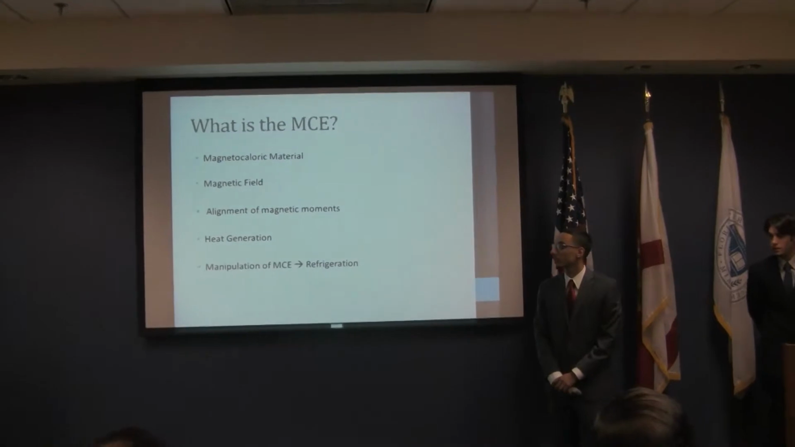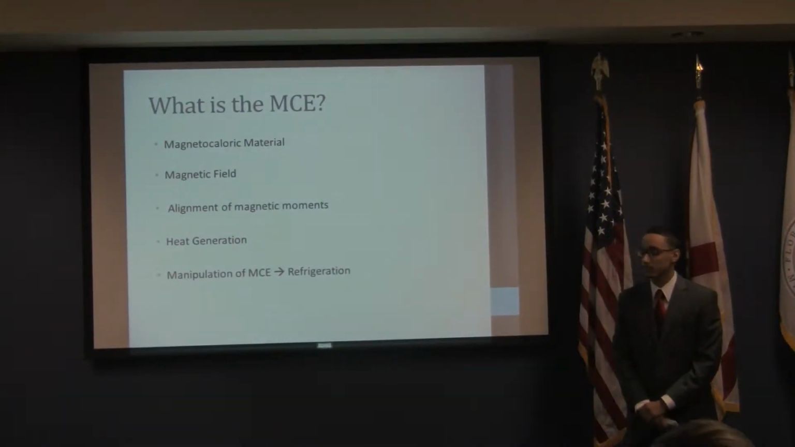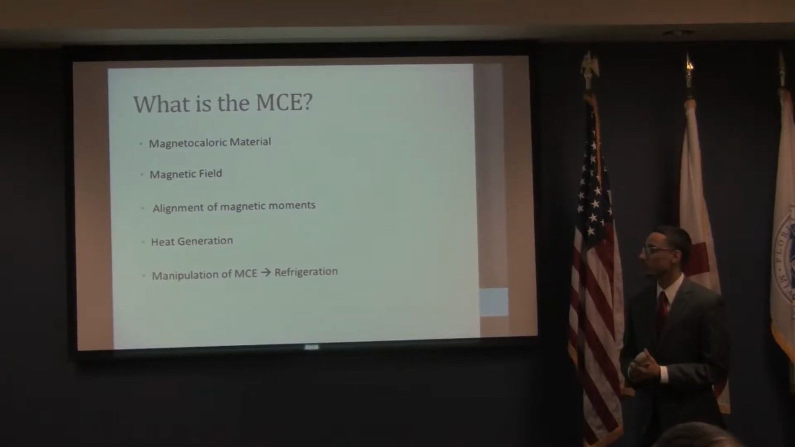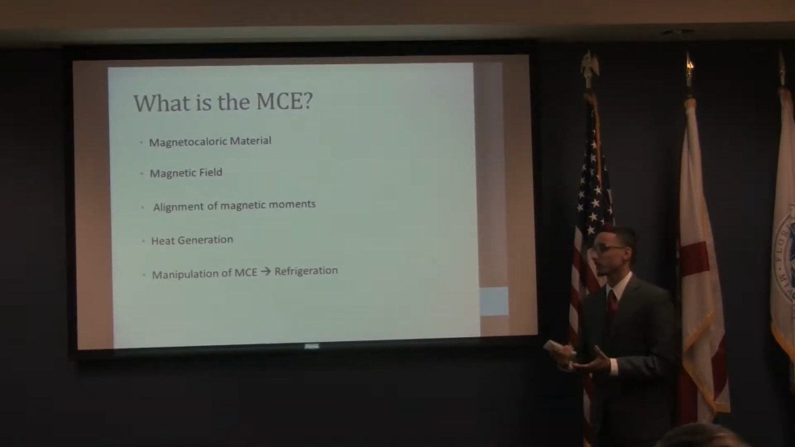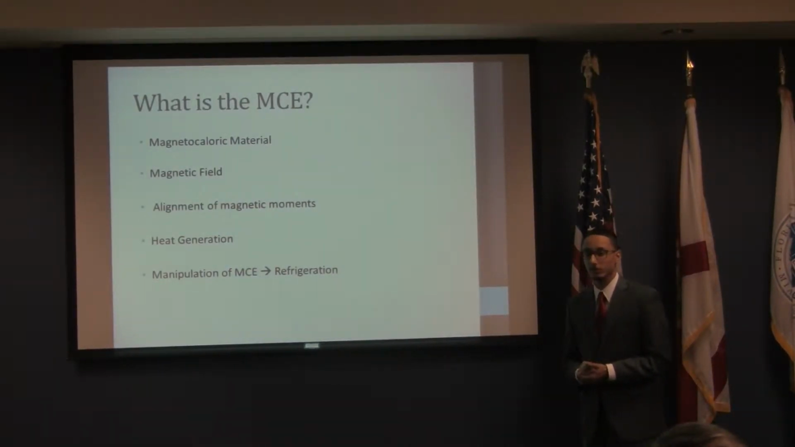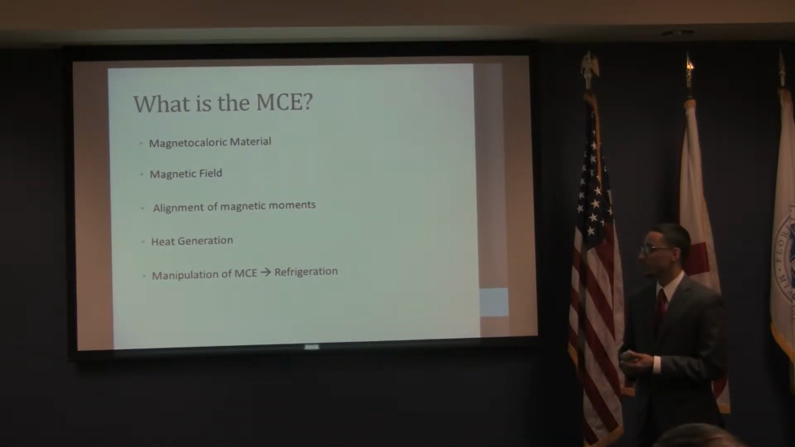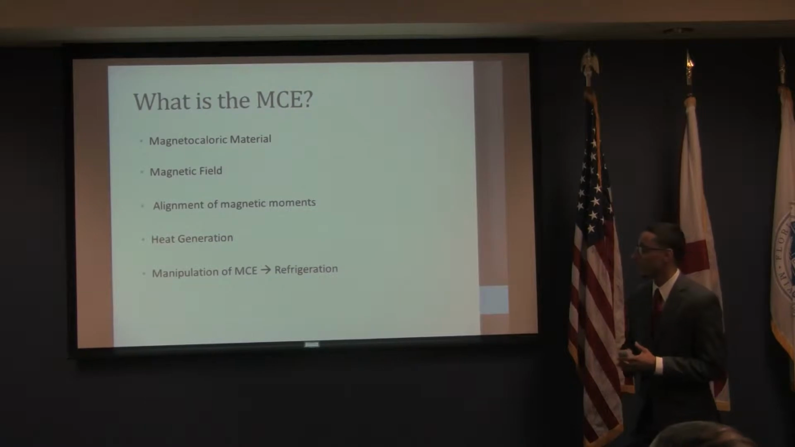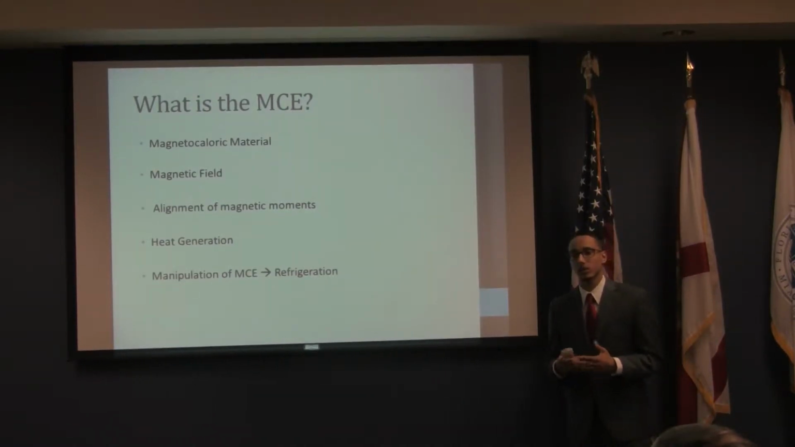All right. So a little background knowledge. What is the magnetocaloric effect? The magnetocaloric effect is a phenomenon which causes certain materials to generate heat as a product of being exposed to a magnetic field. This is caused by the alignment of the magnetic moments within the material. And our goal for this project is to be able to manipulate this behavior in order to produce a refrigeration cycle.